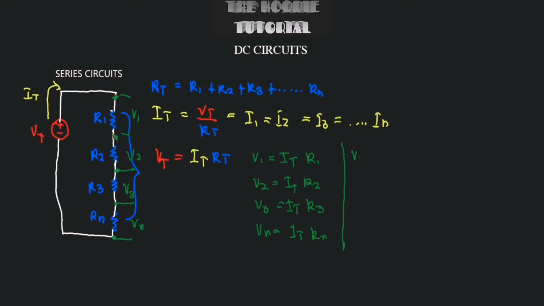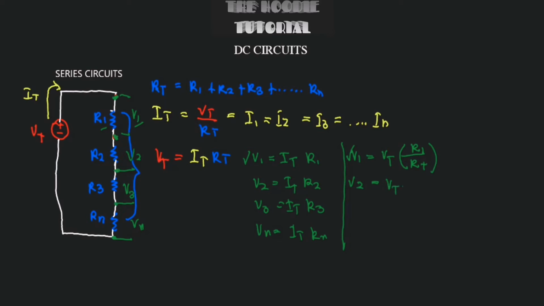V1 is equal to the total voltage multiplied by the resistance R1, since we are trying to find V1. So the numerator would be resistance 1, divided by the total resistance. If we choose this formula, we would have the same outcome as when we use the other formula. They are both the same, and that is also the same for V2.